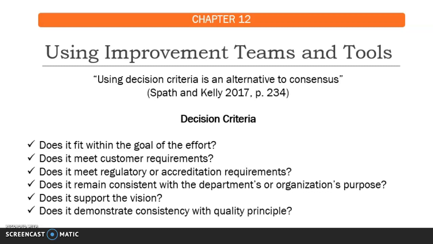See, as future managers, we are given the responsibility to make critical decisions that can affect our organization. In making decisions, Spot and Kelly 2017 suggest that using decision criteria is an alternative to consensus. See, the decision criteria outlined here can be utilized to make effective decisions, and by involving the whole team in the process, us managers can often improve the quality of our decision making, especially when generating alternatives.